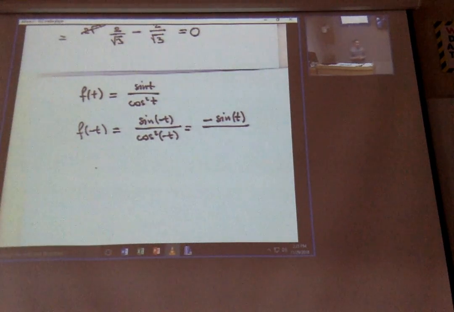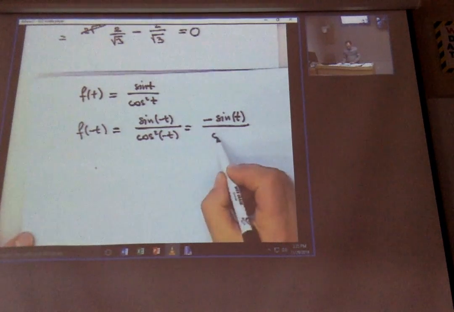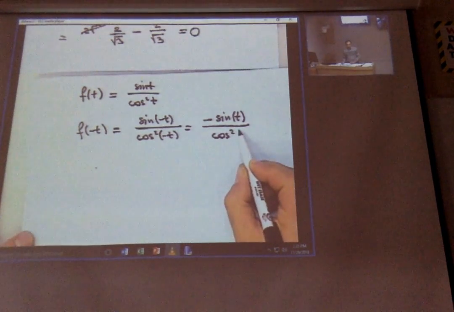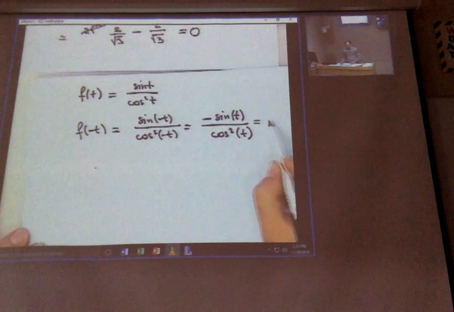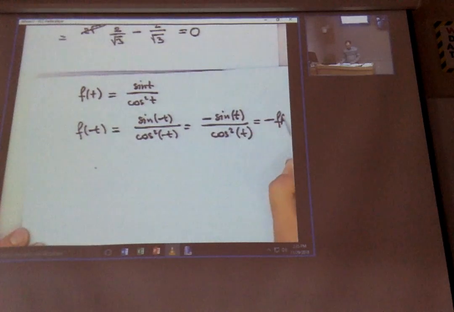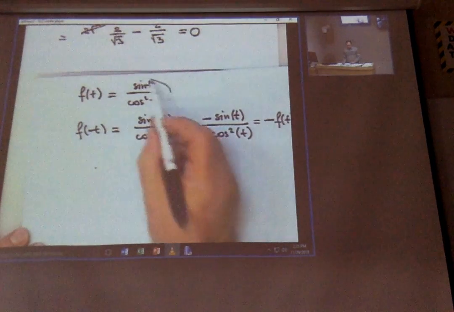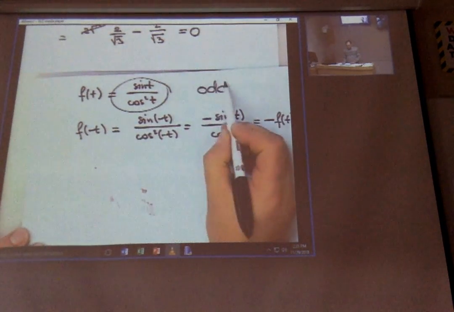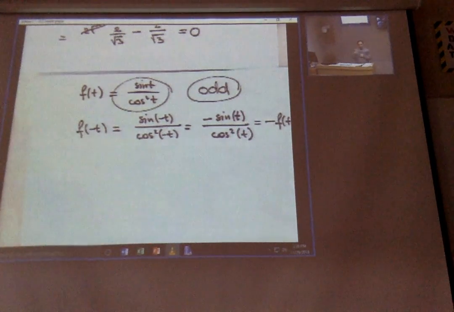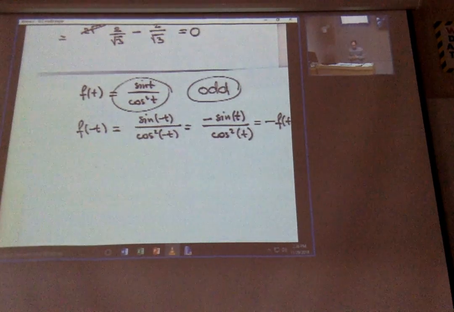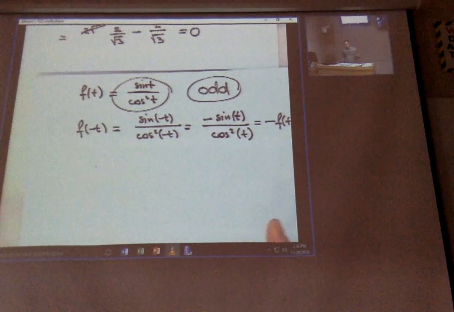Cosine is what? Even, but it's even squared, right? So basically this will be what? Cosine squared of t. And that means you got your negative original function. So that means this function is what? Odd function. And if we have an odd function on the symmetrical interval, then what? It will be 0.